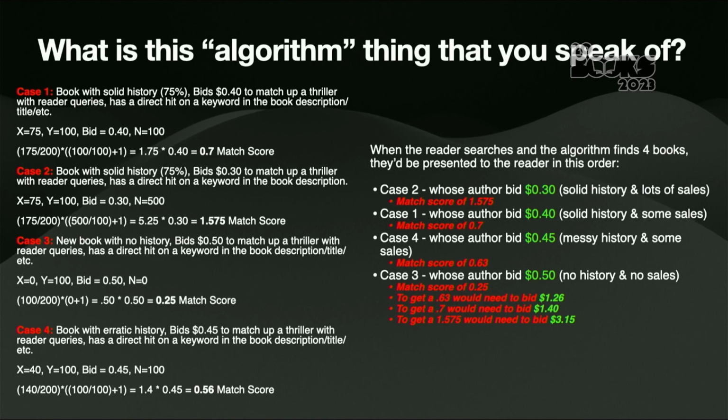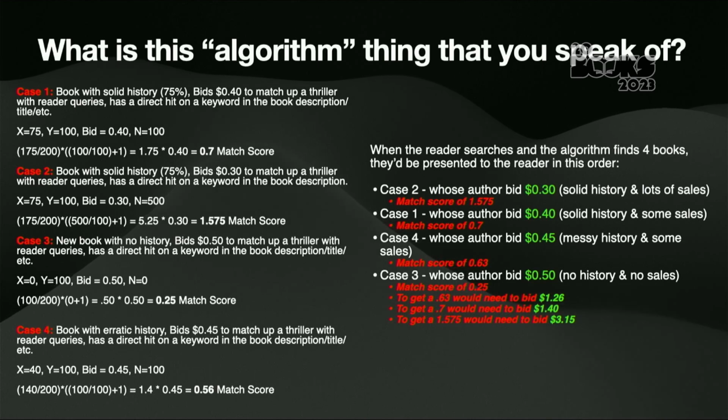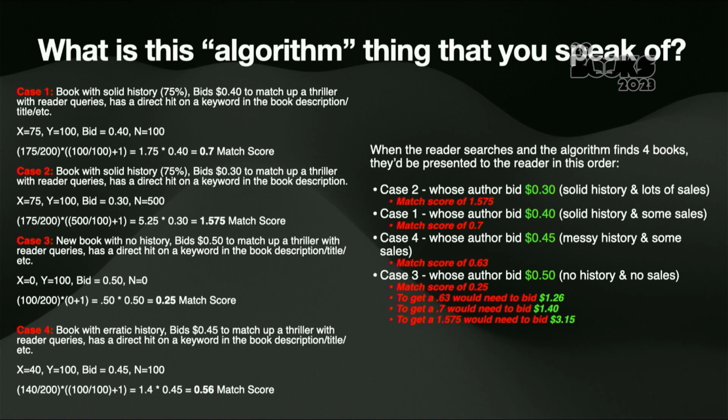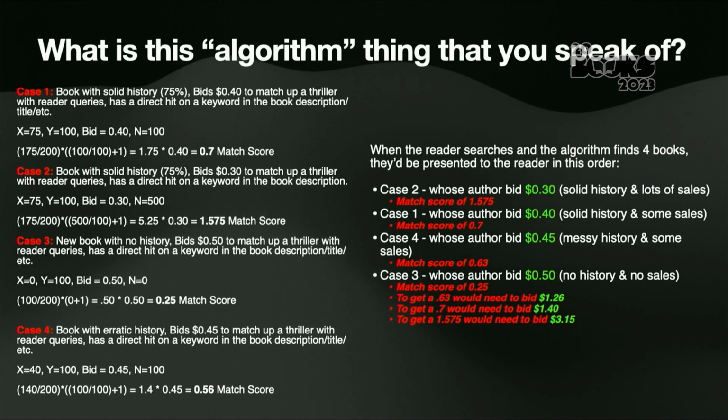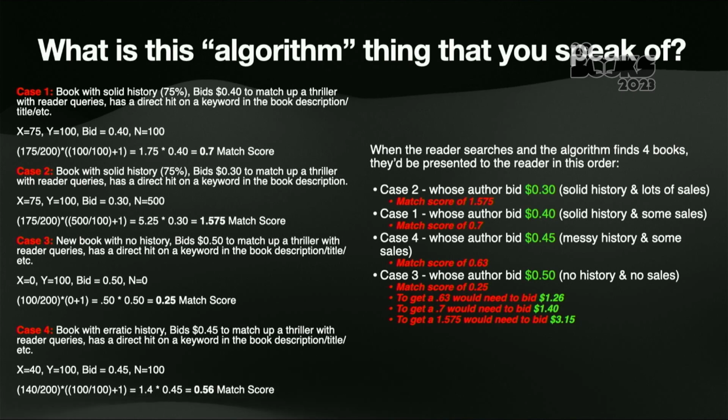Now these match scores don't necessarily mean, so if you got a click, obviously that doesn't mean you got a sale. You got someone's interest. The other one maybe has the same thing, but the match score for case one was a 0.7, for example, bidding 40 cents. So you paid 40 cents, or you would pay 40 cents. And the other one is they're a lower bid, but has more relevant data, and the match score is higher. And then you got a case of a new book with no history. You're bidding 50 cents. You're bidding a lot, and you end up having a 0.25 match score. So what I'm indicating here is, go to the right, I guess. When the reader searches and the algorithm finds 4 books, they're going to be presented to the reader in this kind of order.